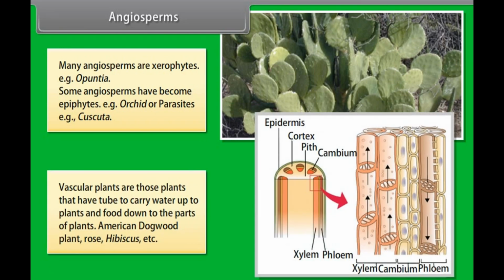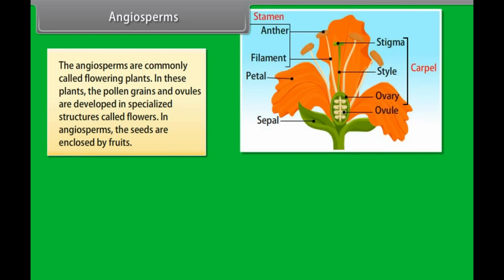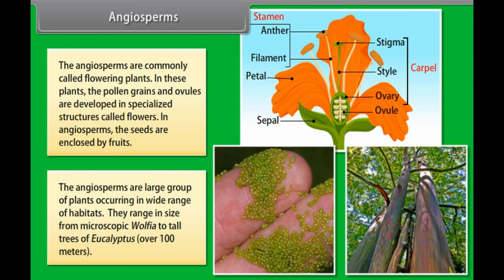Vascular plants are those plants that have tubes to carry water up to the parts of plants and food down to the parts of plants, for example American dogwood, rose, hibiscus, etc. The angiosperms are commonly called flowering plants. In these plants, the pollen grains and ovules are developed in specialized structures called flowers. In angiosperms, the seeds are enclosed by fruits. The angiosperms are a large group of plants occurring in a wide range of habitats. They range in size from microscopic Wolffia to tall Eucalyptus trees over 100 meters.